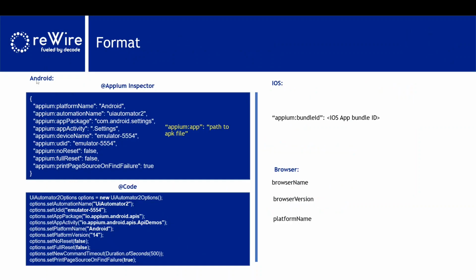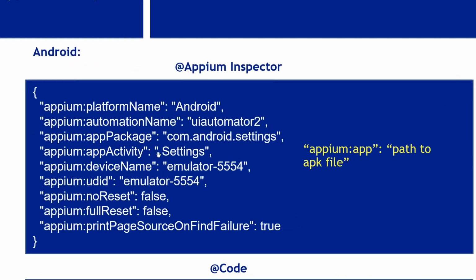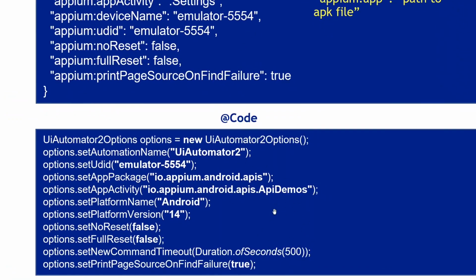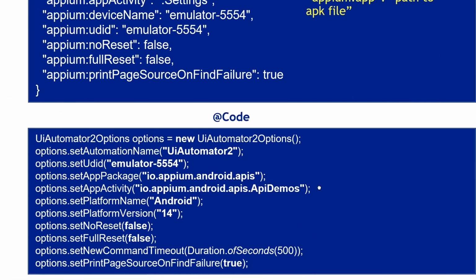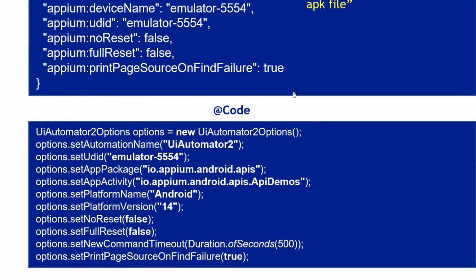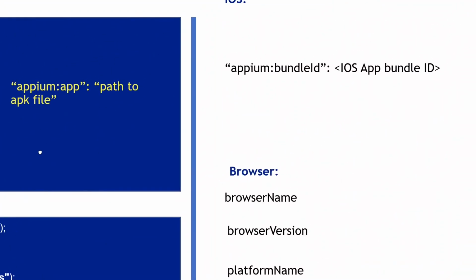So here I have given the Android Appium Inspector. So these are the capabilities, and in the code how we can mention that, I have mentioned over here. Okay, so this is the one. In the code we can use the same thing. So in Appium 2.x onwards, they are calling it as options, not as capabilities. Okay, similarly, we need to mention in the iOS as well.